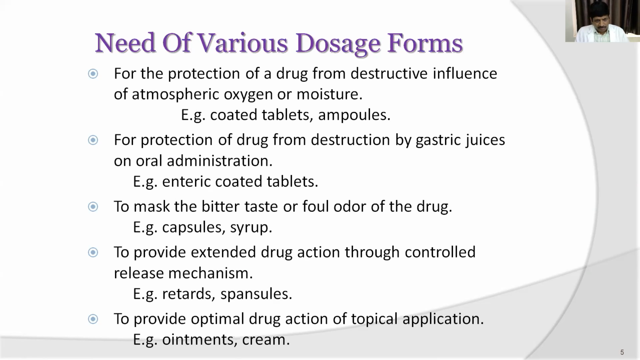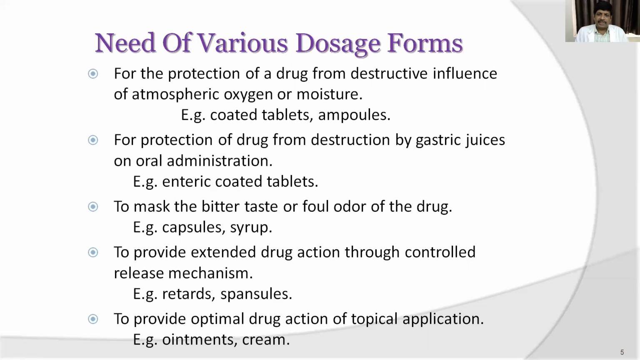So we put a coating on the tablet, and the coating will protect the drug or the dosage form from the gastric juice, and then it will pass on to the intestine, and from there it will be absorbed. Gastric juice is one of the very big reasons for insulin and the penicillins not coming as oral preparations, because they get destroyed in the gastric juice.